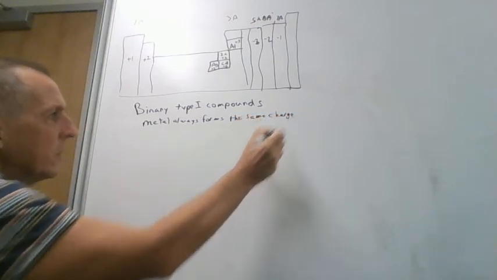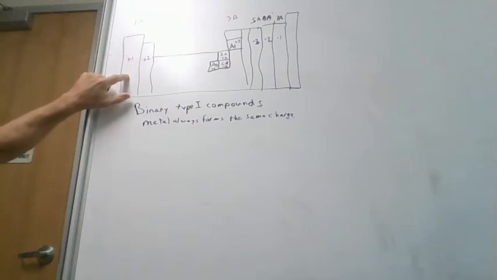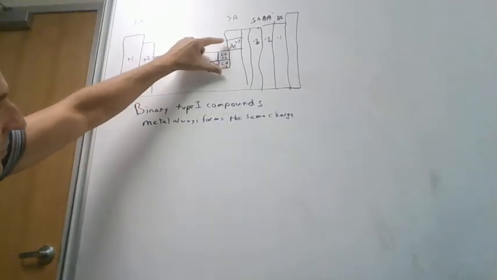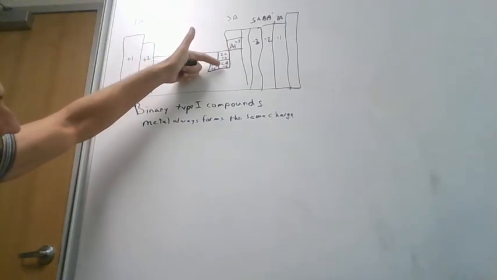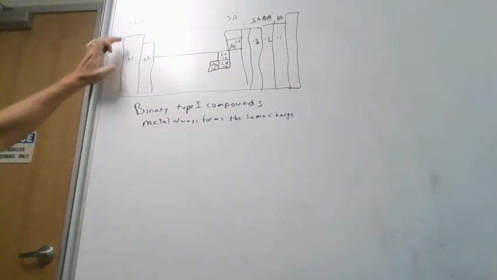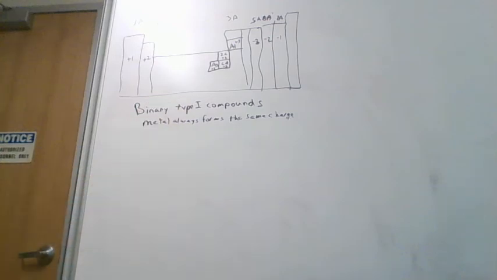If we remember, the metals in group 1A always form a +1 charge, 2A a +2. Then we have aluminum that always forms a +3, zinc a +2, cadmium a +2, and silver a +1. So if we're looking at a binary compound and one of these is the metal, then that's a binary type 1 compound.